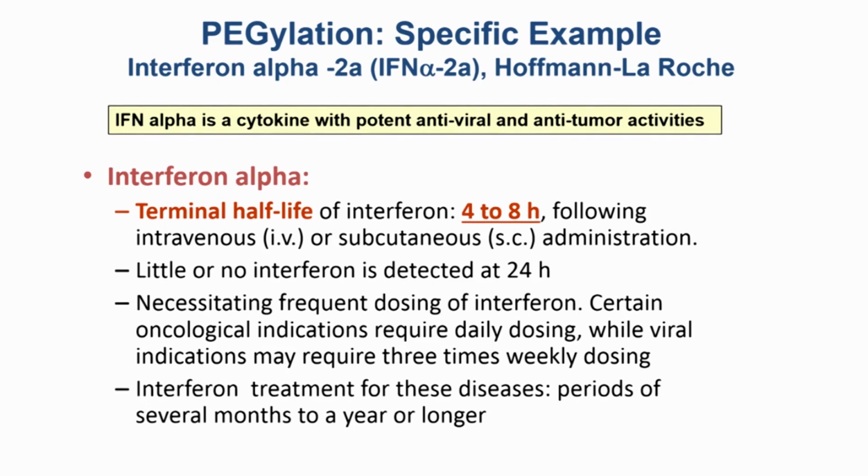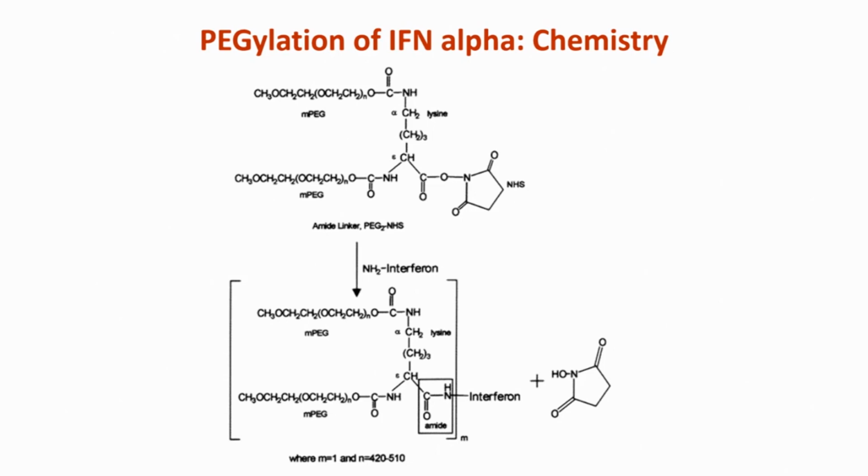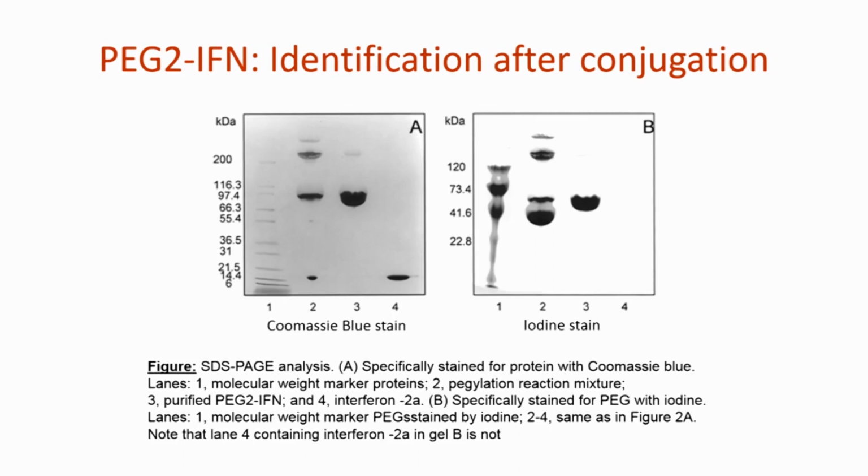So, something that is being done here is pegylation. What people have done is they have pegylated this IFN alpha. Here is the chemistry that they have used. In this case they have used the NHS chemistry. They have a dipeg, or essentially a bifunctional PEG, and then now this is verification of whether the PEG is attached or not.